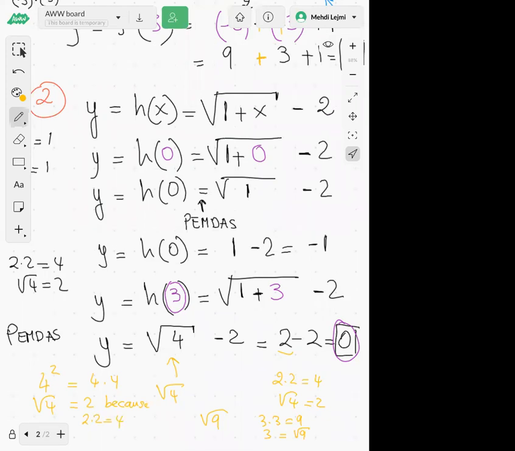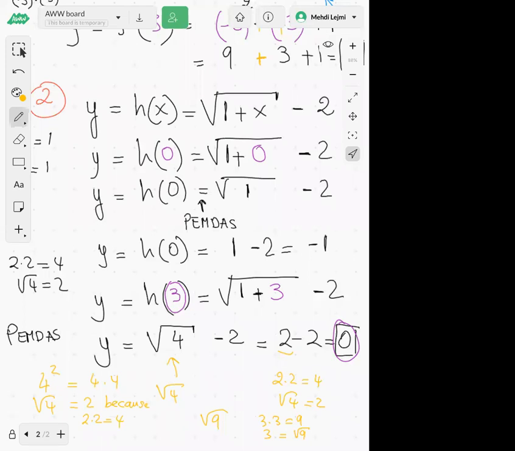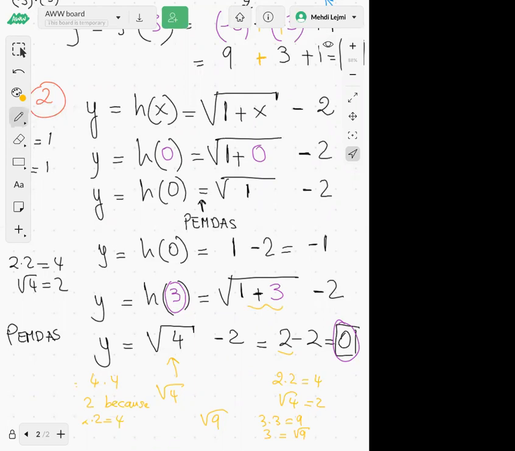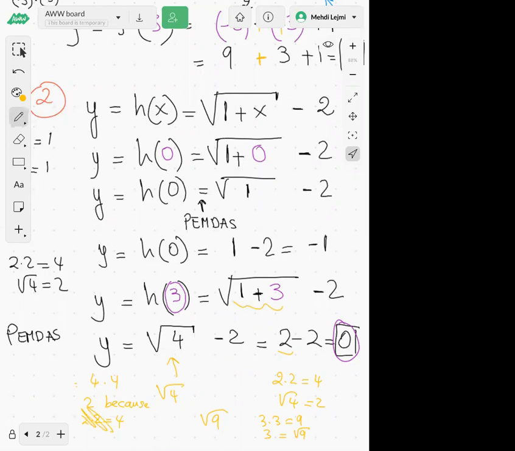Mm-hmm. Safa, you have a question, I guess. You raised your hand, right? Professor, yes. You got the square root of 4 because you have 1 plus 3, that is 4, and because we have the square root, we have to put it inside the square root, right? Yes. So I got the 4 because of this 1 plus 3. That's why I got the 4.